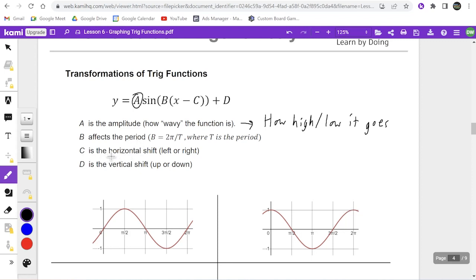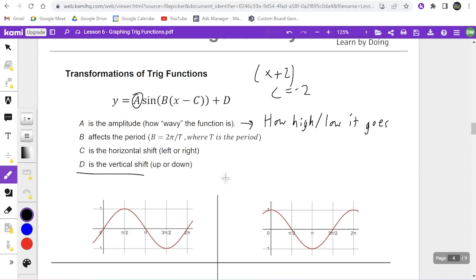C is the horizontal shift. You'll notice the minus sign here means it's the opposite of whatever C is. So in other words, if I have x plus 2 here, that means C is actually negative 2 in that example. It's always the opposite. Very similar to vertex form of a parabola. If you don't know what I'm talking about, Google vertex form of a parabola and you'll see what I mean as far as this equation goes. And then last is the vertical shift. That's what D is. Luckily for D, it's not the opposite. If that's plus 2 at the end, then D is just plus 2.